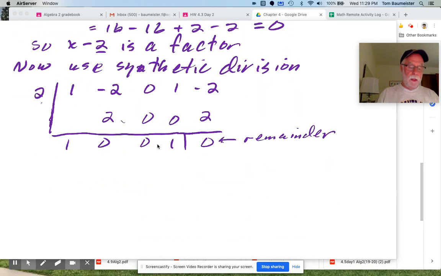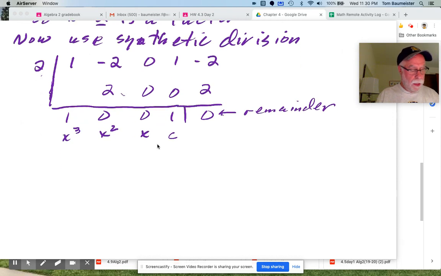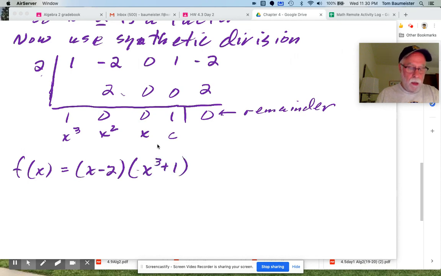So remember, on this one, this is my constant term. This is my x term. This is my x squared term. This is my x cubed term. All right. So now our f of x from above, we can now factor it to be x minus 2 times x cubed plus 1. But remember that x cubed plus 1, I can write 1 as 1 cubed, so this is a sum of cubes.